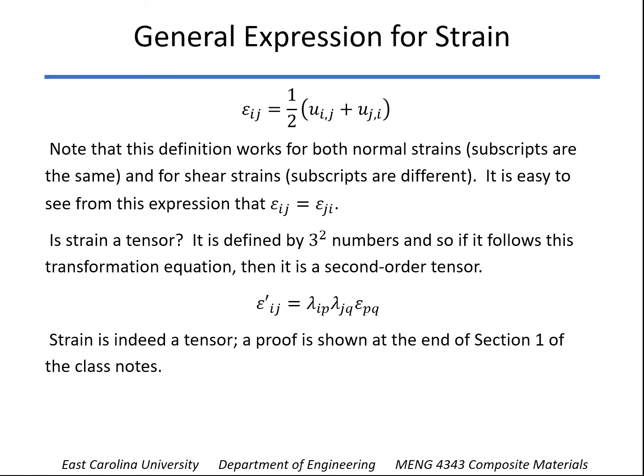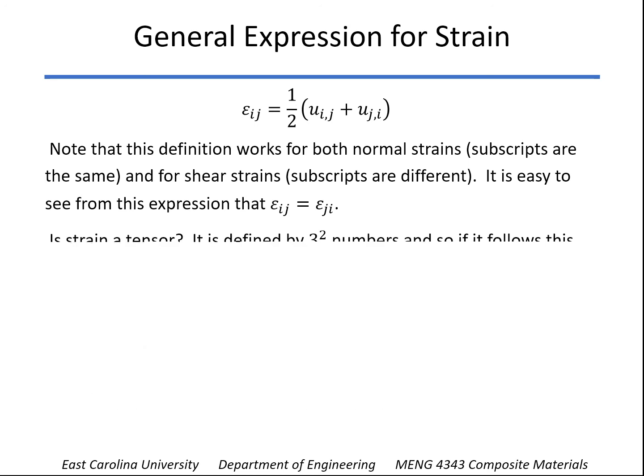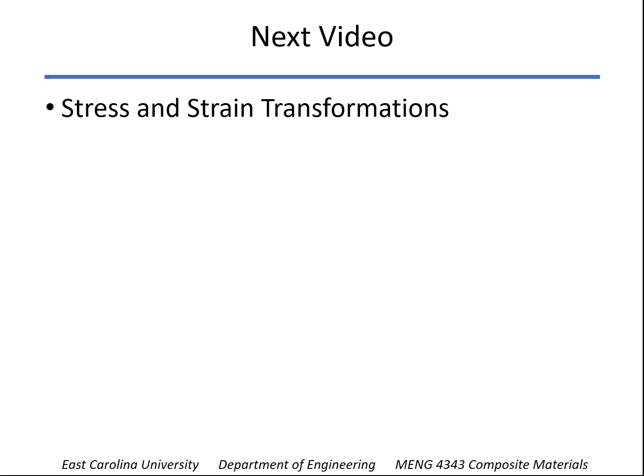Now, as far as stress goes, you probably did stress transformations in mechanics of materials. And so yeah, you can show that stress is also a second order tensor, but we're not going to do that here. So what we've established in this video is that stress and strain are second order tensors, and so using that knowledge, we'll now do the stress and strain transformations in the next video. And once we've got that established, now we're ready to actually go into some actual mechanics of composite materials in the next section.